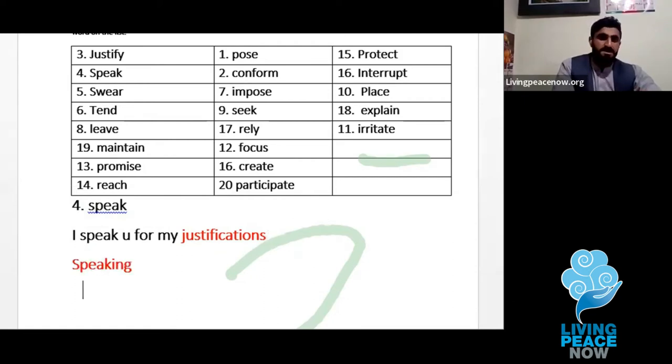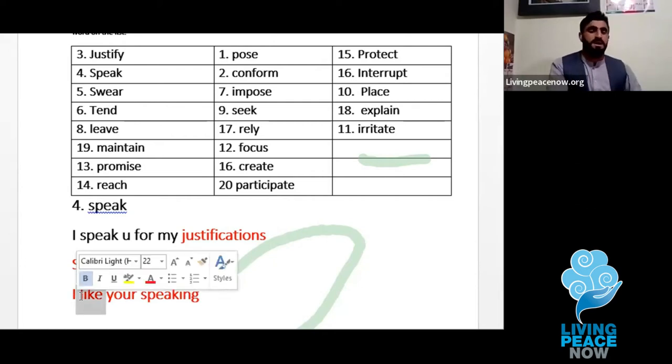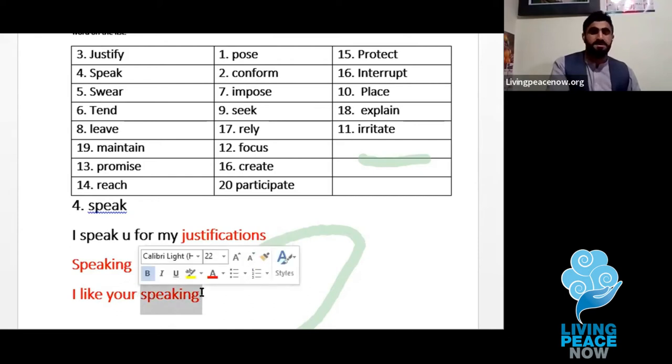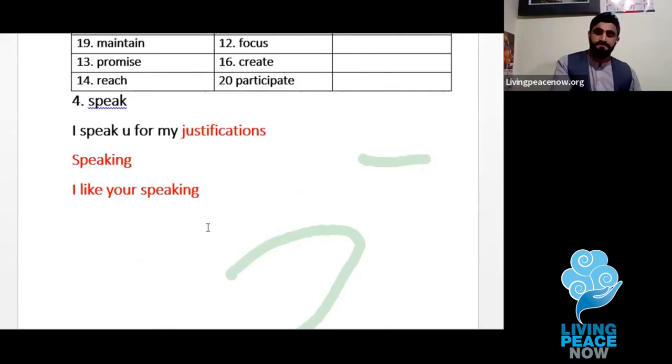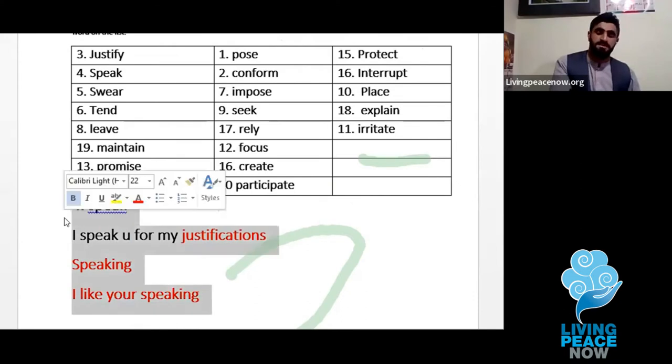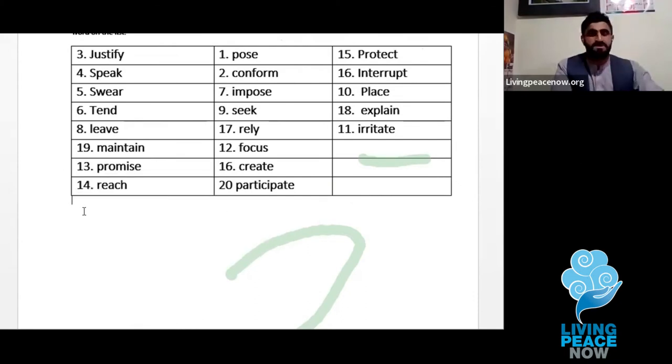Like speaking, I say, I like your speaking. In this sentence, the subject is I, like is the verb, and speaking is the object. It is a noun and an object. You should keep this point in your mind. And also, we have another form of this. We should know about this. Speak has an adjective form. The adjective form is spoken. How can we use it in a sentence?